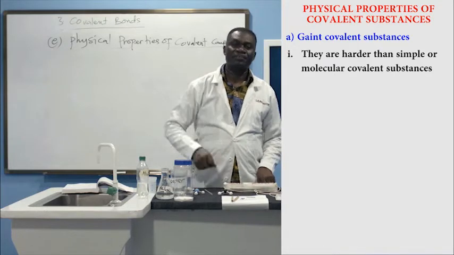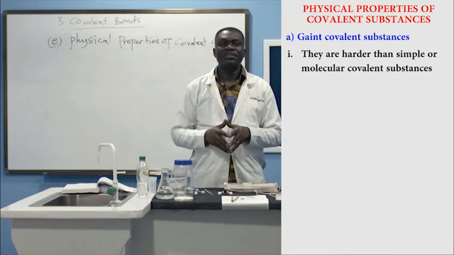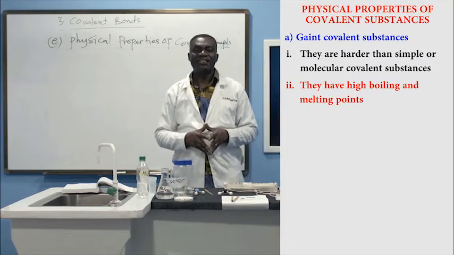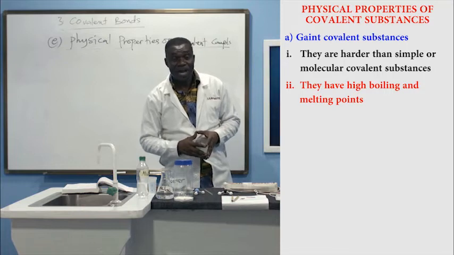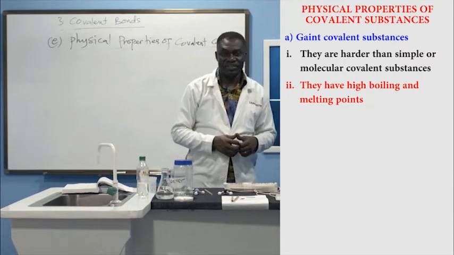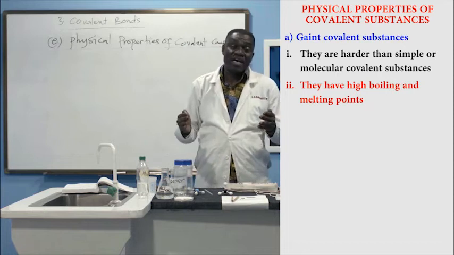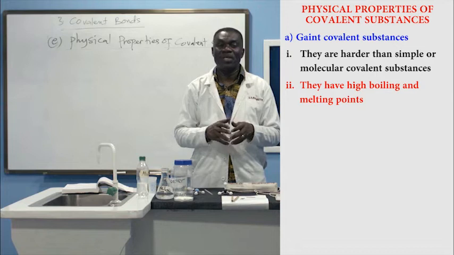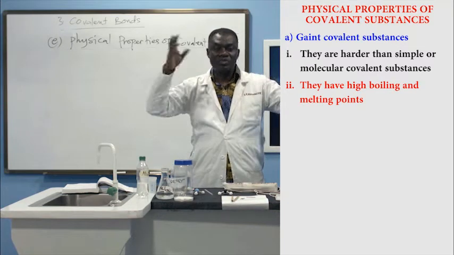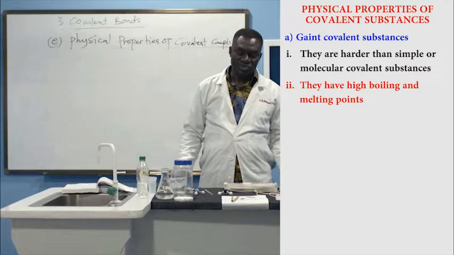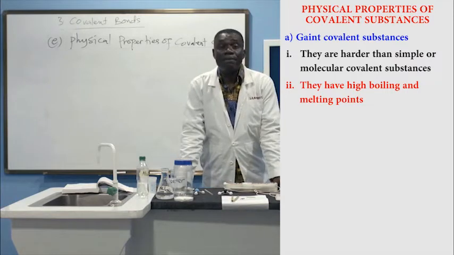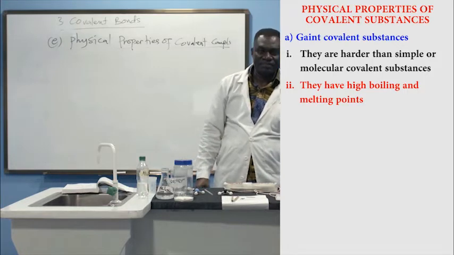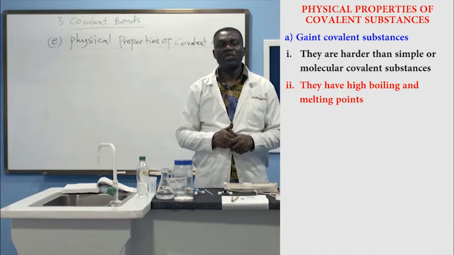Now, because of this same reason, number two, giant covalent substances have high boiling points and melting points. It is hard, the intermolecular forces are high. So if you want to boil it, you need to heat it up to a certain degree before you can break the intermolecular forces for it to begin to evaporate into the air. So giant covalent substances have high melting and boiling points due to the strong covalent bonds that exist between them.